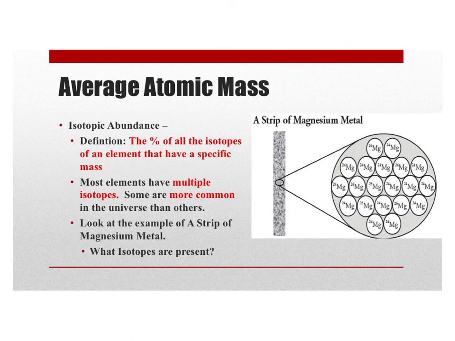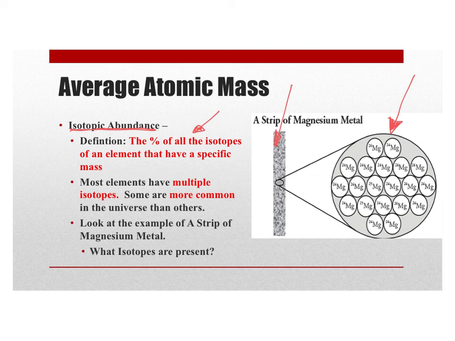Well, let's start with isotopic abundance. What do we mean by that? We mean the percent of all of the isotopes of an element that have a specific mass. So imagine that I took a strip of magnesium metal and I blew it up so that we could see all of the atoms that were in it and know their masses.